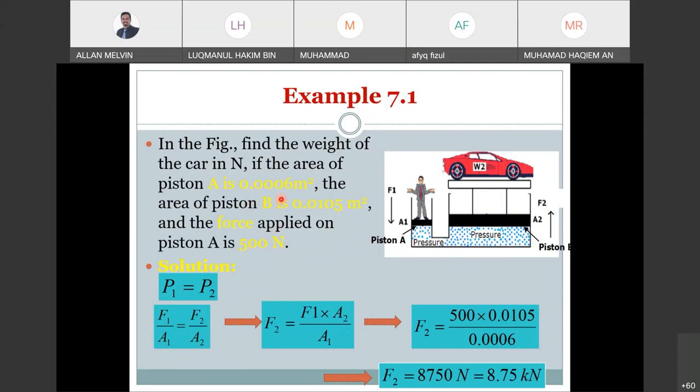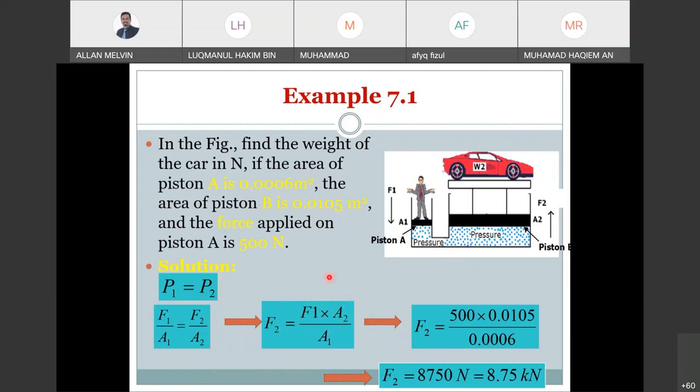What does this ask us to find? Find the weight. The weight of the car means force 2. It involves force 2. So for force 2, you rearrange. This one goes up. So you can get this formula: F2 equals F1 times A2 over A1.